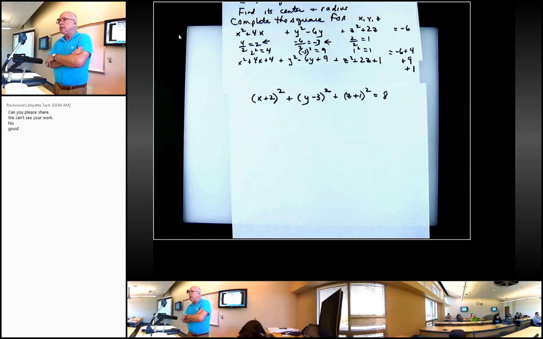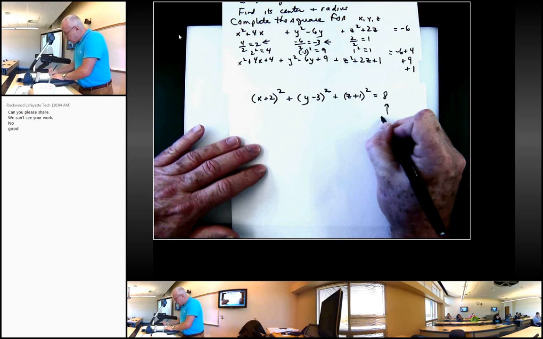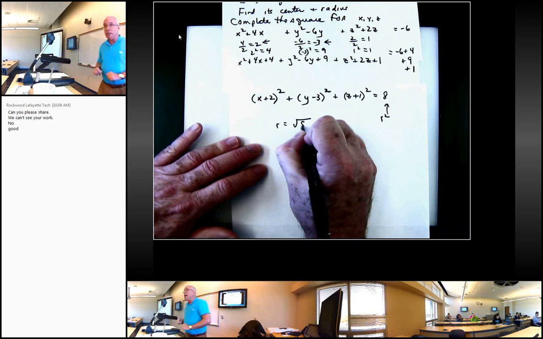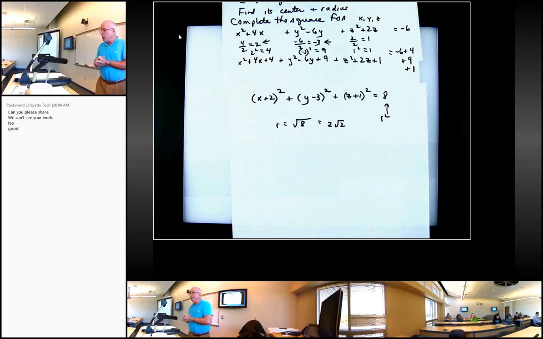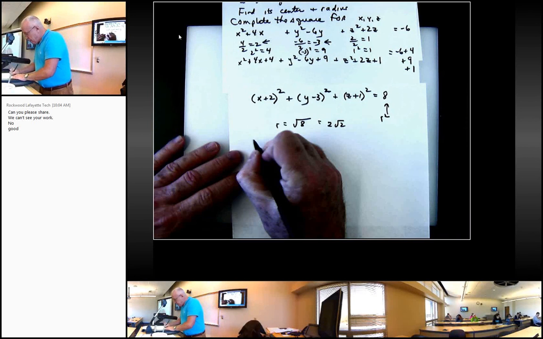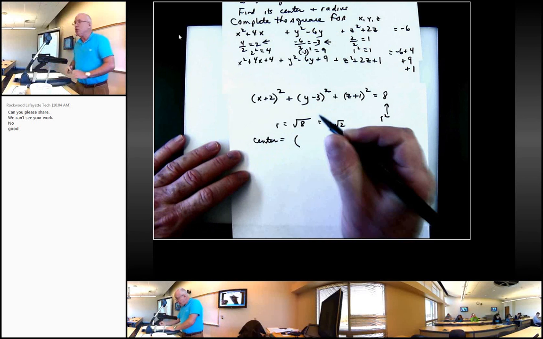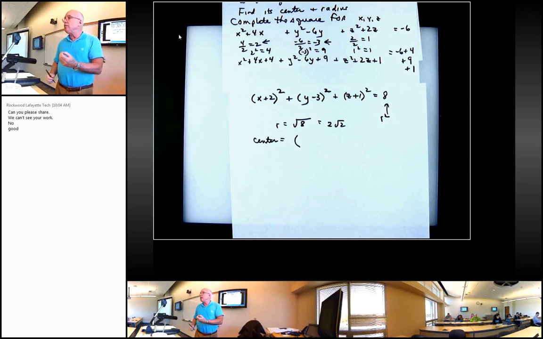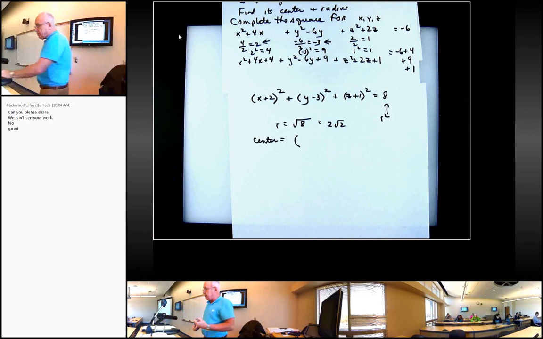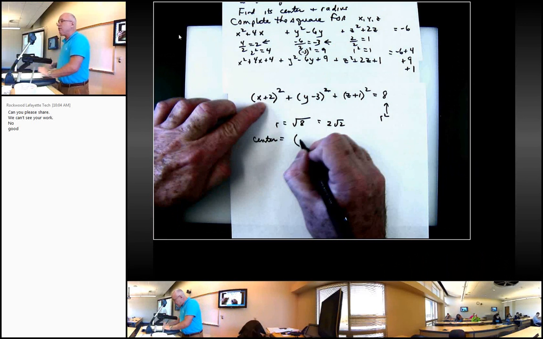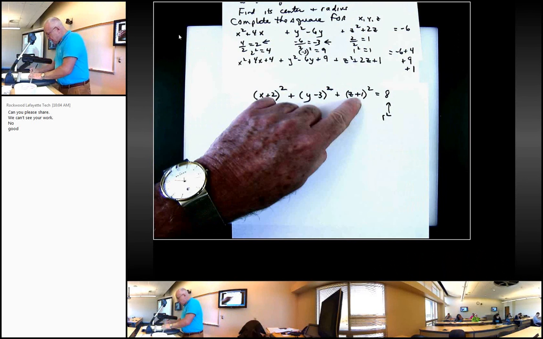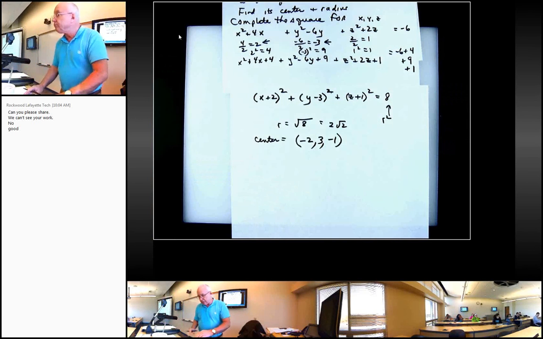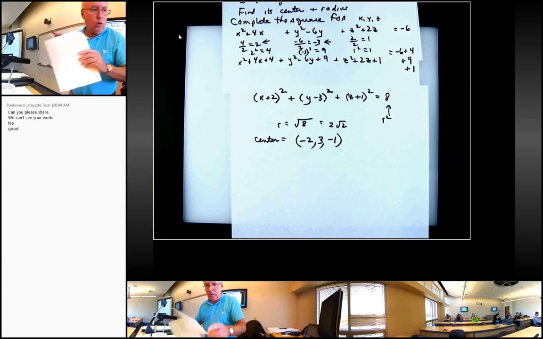Okay, so now we can basically read off our radius and center. This is r squared, so the radius is the square root of 8, which we could also simplify to 2 times the square root of 2. Okay, the center: now remember, whatever number we have there, we have to take the opposite sign for the center. So our x-coordinate is going to be a negative 2, the y-coordinate is going to be a plus 3, and the z-coordinate will be a minus 1. And then that's our center.